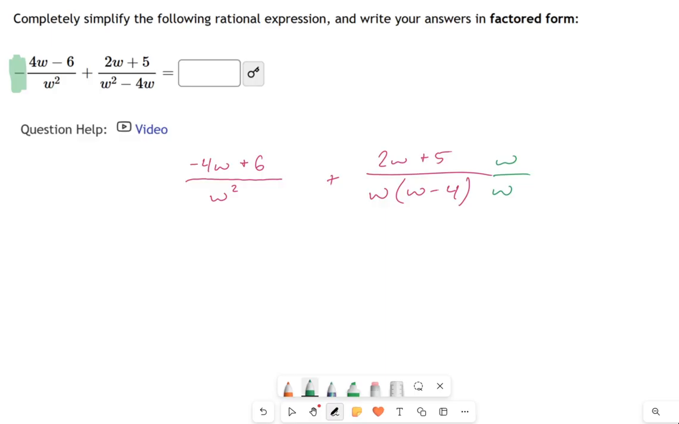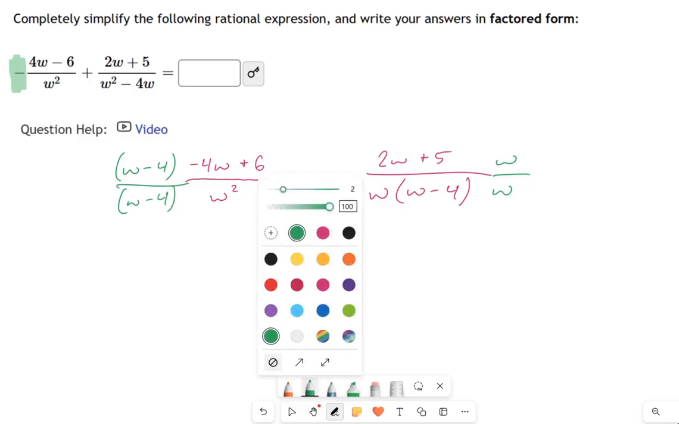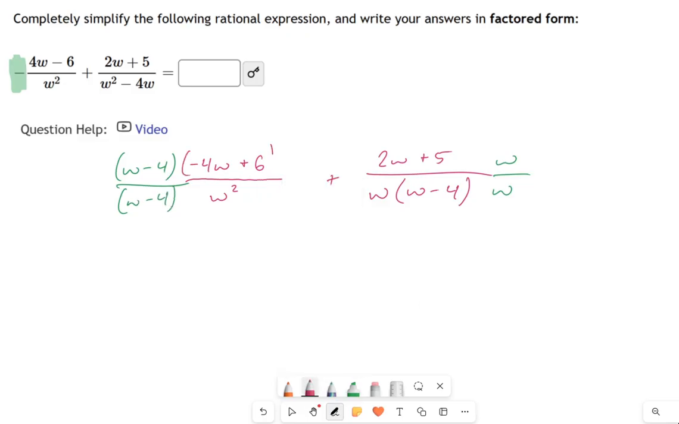And this one on the left side, what's that missing? Well, it's missing the w minus 4 action. So that's going to be w minus 4 and w minus 4. Remember, everything's in parentheses. This is all multiplication that's happening here. So just be careful how you write that.